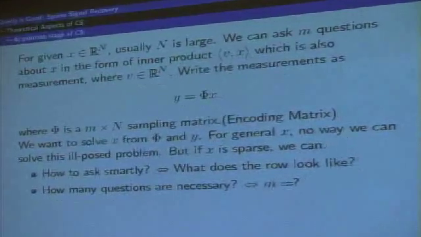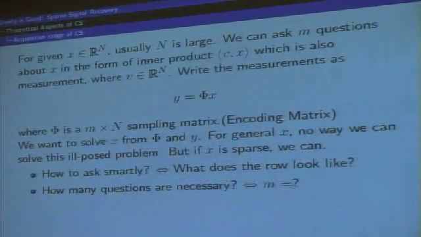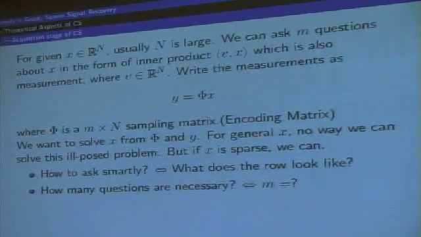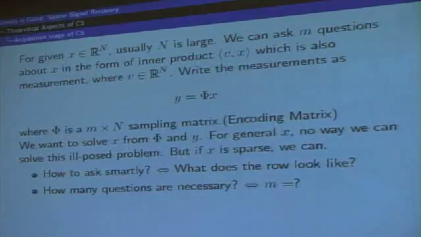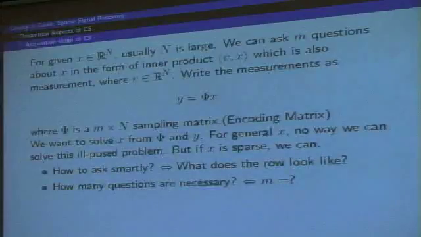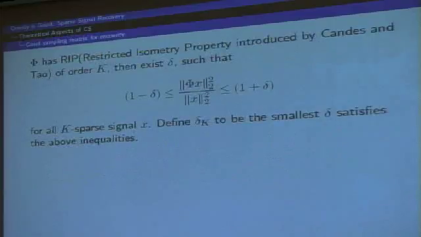Here y equals phi multiplied by x. For general x, there is no way we can solve this ill-posed problem. But if x is sparse, we can. So how do we ask smartly? That means, what should the rows in phi look like? And how many questions are necessary? That means, what's the number for m? It is kind of surprising: it is more important to have the columns than the rows.